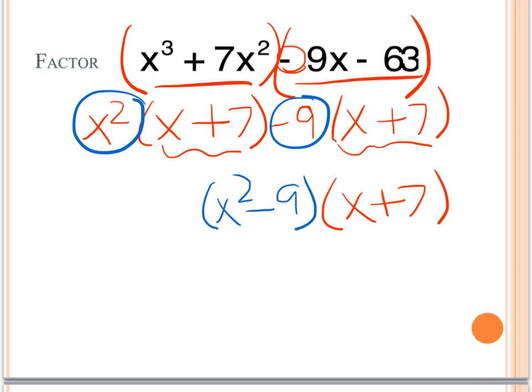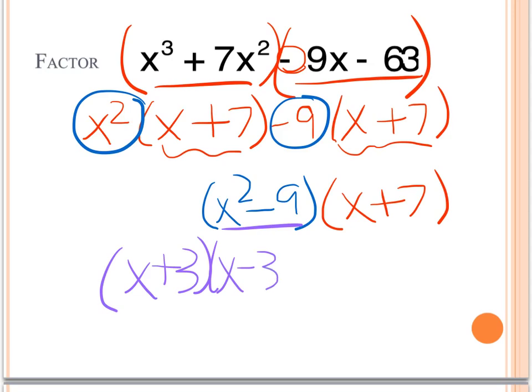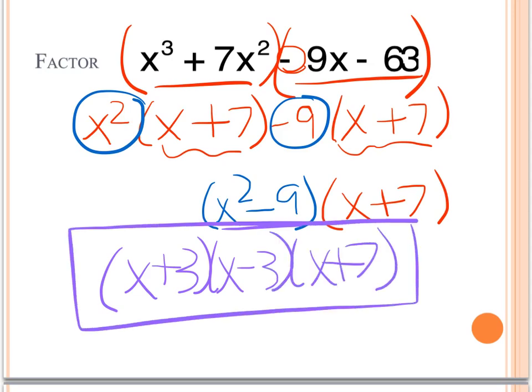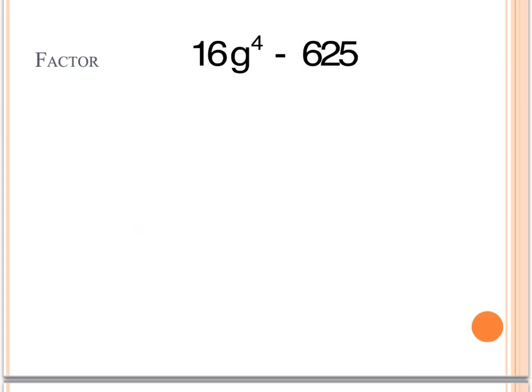But, uh-oh, we've got a difference of 2 squares. So we get x plus 3 and x minus 3, and then we get x plus 7. Just like that. So why don't you try this one by yourself?